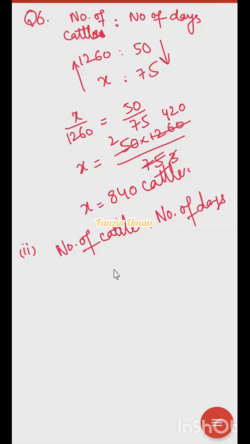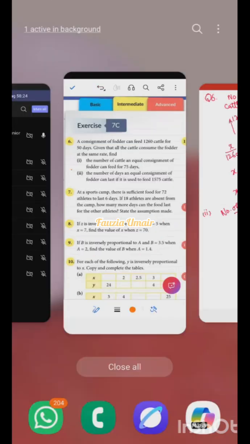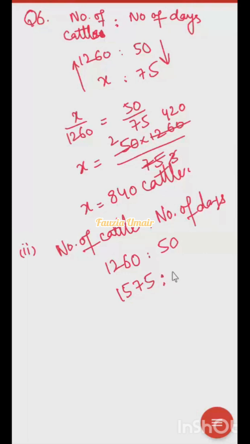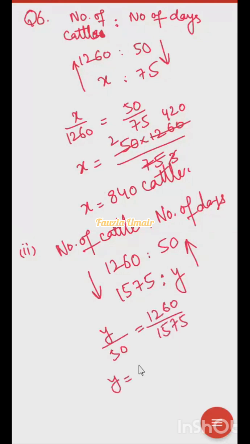Okay? So we will write down when there are 1260 cattle, there are 50 days. Now the consignment is the same, but the cattle are more, they are 1575 cattle, and we need to find out how many days that consignment will last. Because this is again inverse proportion. One arrow goes up and the other goes down. So you need to follow the direction of the arrow. This will be y by 50 is equal to 1260 by 1575, right? So take this 50 to the other side of the equation. It will be 1260 multiplied by 50 divided by 1575.